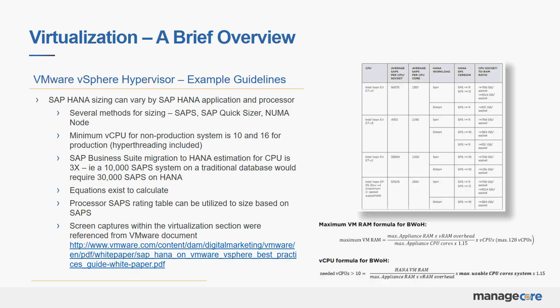So what that means is if you had a 16-core processor, you really have 8 cores that you would give to your VM for production, and you have another 8 for hyper-threading. That would get you your 16. So keep that in mind when you're with some of these calculations. You have to include or remove hyper-threading. A real quick judge, if you're already running SAP, is for Suite on HANA. You really want your HANA estimation to be about 3 times the amount of SAPs you're running today.